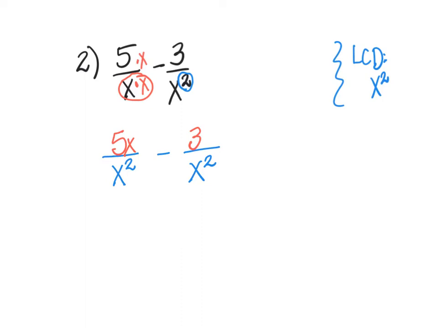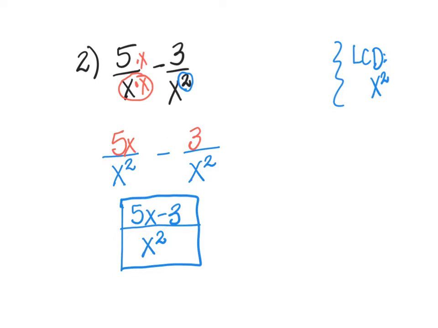Now that I have my common denominators, I'm going to combine the numerators over that. So I've got x squared as the common denominator, and combining 5x minus 3 is just 5x minus 3. Now I look to see if I can simplify. 5x minus 3 can't be factored, so this is my simplified answer: 5x minus 3 over x squared.